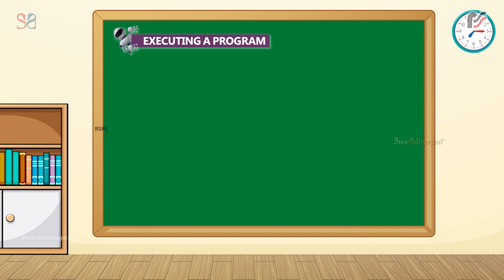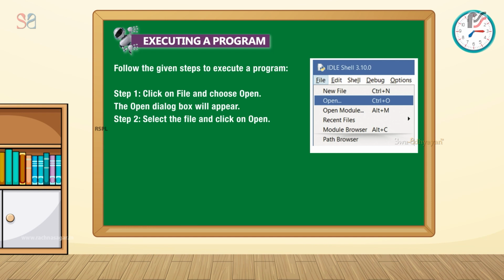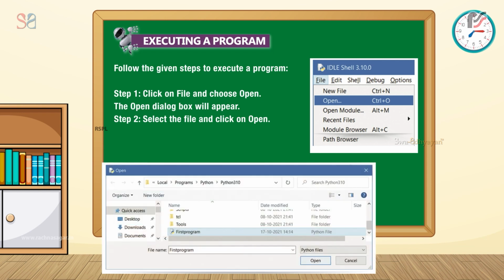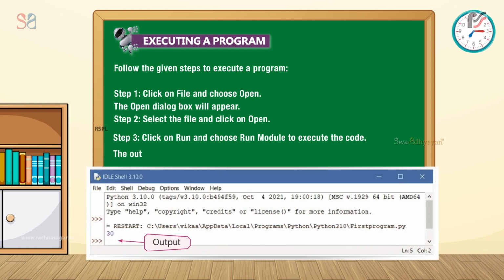Let's move further with executing a program now. Start by clicking on File and choose Open. The Open dialog box will appear. Now, select the file and click on Open. Step 3 is to click on Run and choose Run module to execute the code. The output appears on the shell as shown here.